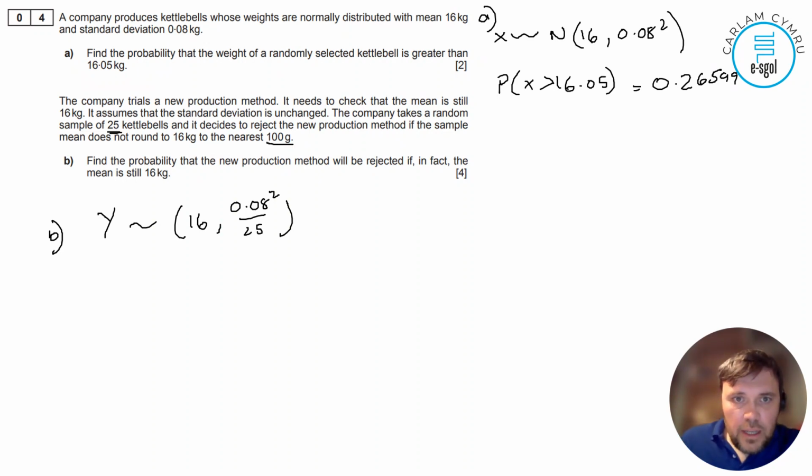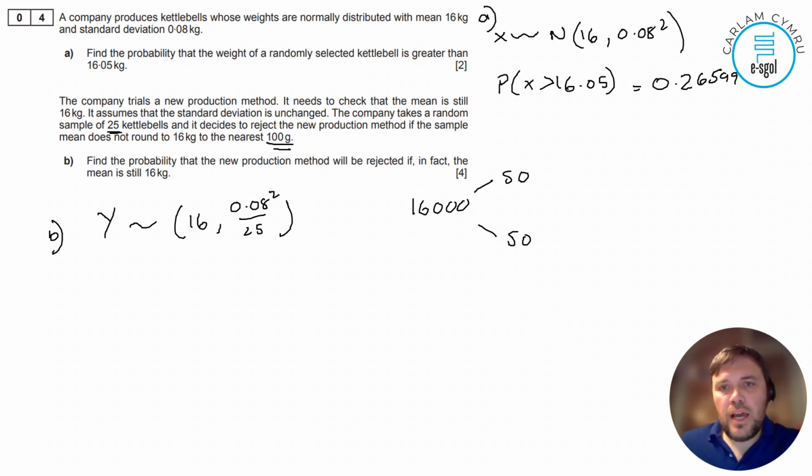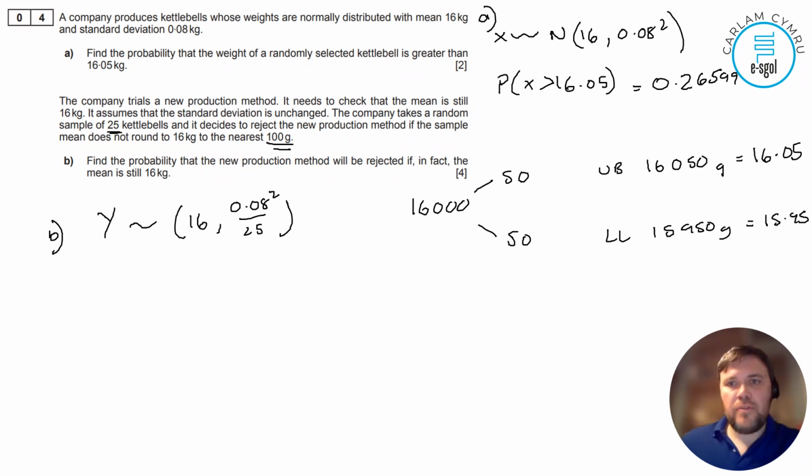So basically this is 100 grams to the nearest. Remember doing it at GCSE, so it's upper and lower bounds. So if we were to write 16,000, because that's in grams, then half of that is 50, so that's going to be your upper bound. Half of that is 50 again for the lower bound. So the upper bound is going to be 16,050 grams, which is 16.05. And then the lower bound is 15,950 grams, which is 15.95.